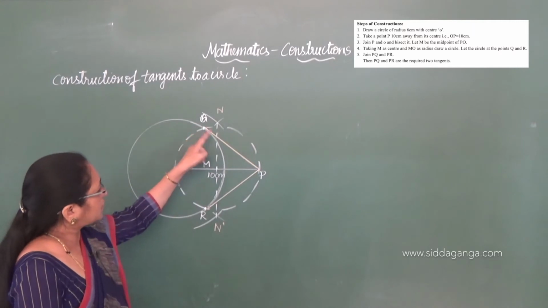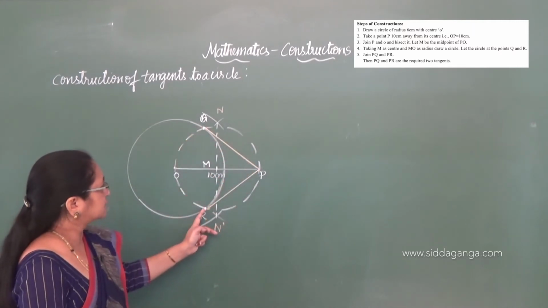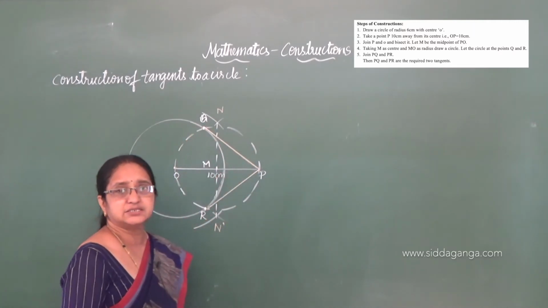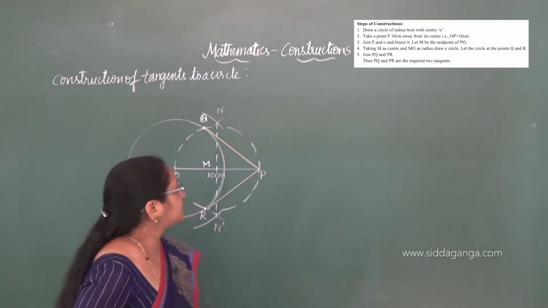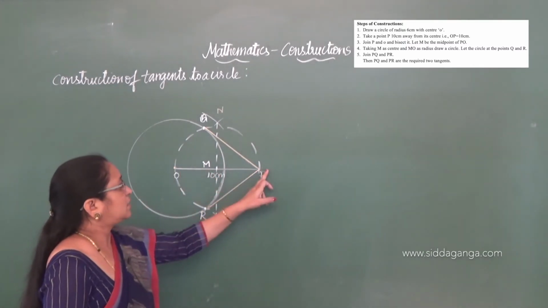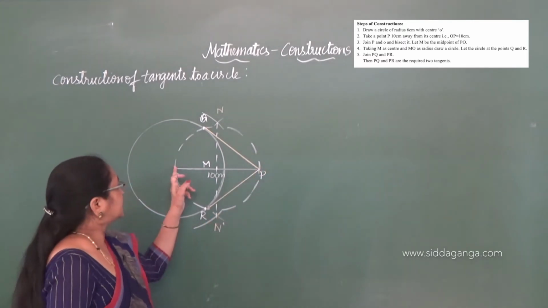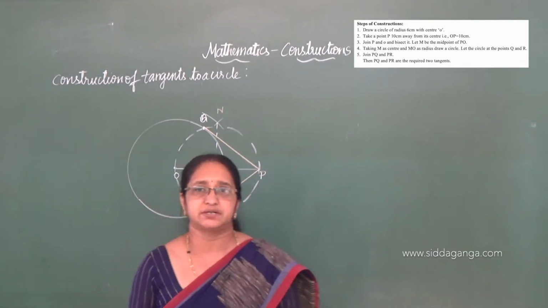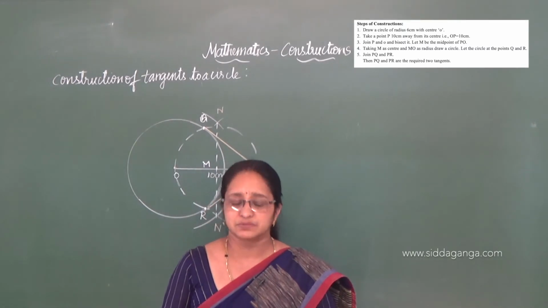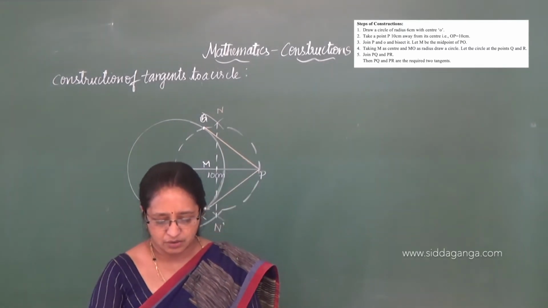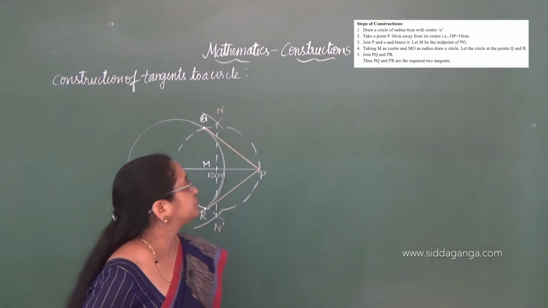Then join PQ and PR. So PQ and PR are the tangents drawn from the point P, which is an external point. It's an external point which is 10 centimeter away from the center. Is it clear? Okay. Now, how can we give the justification for this?